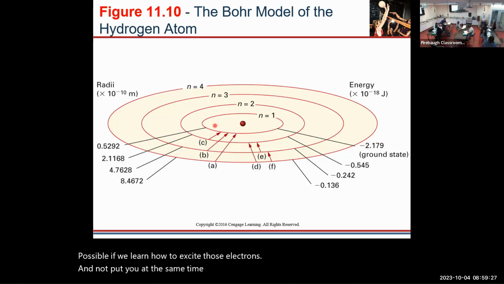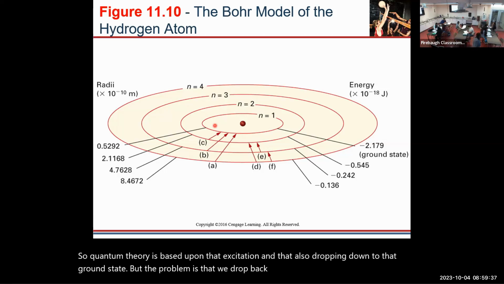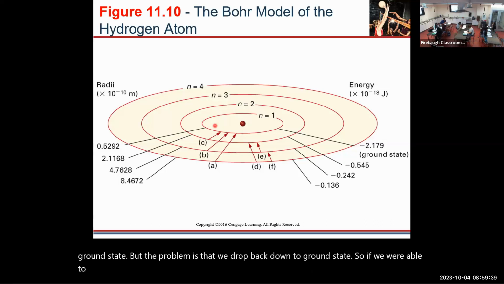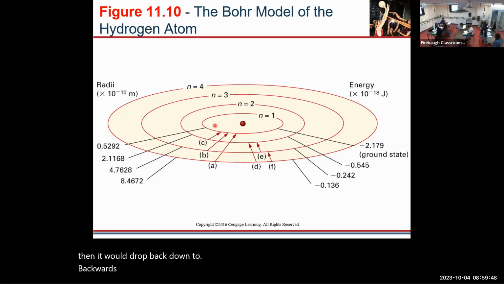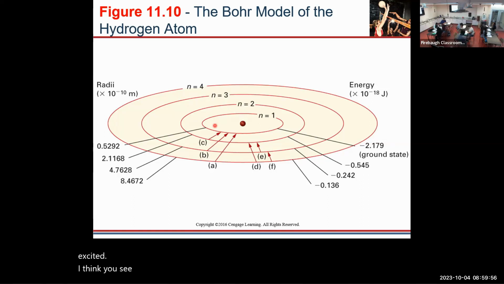So quantum theory is based upon that excitation and then also dropping down to that ground state. But the problem is that we drop back down to ground state. So if we were able to do it, guess what would happen? It would appear on my table for a split second or less than that, and then it would drop back down into your oven, right? So it could be happening and we don't even know. Just get excited, you know. And you think you see something, maybe you really do.